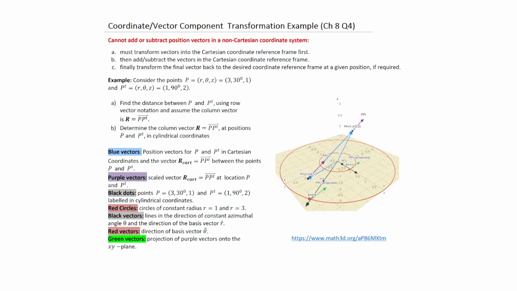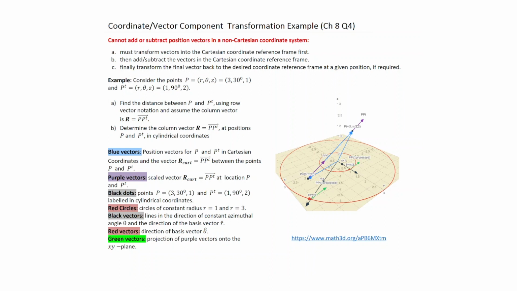Then we can add and subtract the vectors in the Cartesian coordinate reference frame. And finally, we transform the final vector back to the desired coordinate reference frame at a given position, if it's required. So let's take the example. Consider the points P, written in cylindrical coordinates. So r is 3, angle theta is 30, and z is 1. And another point which has radius 0.1, theta 90, and z equals 2.